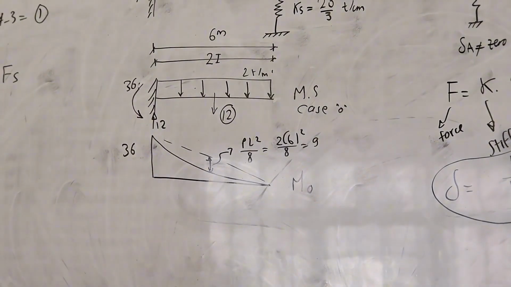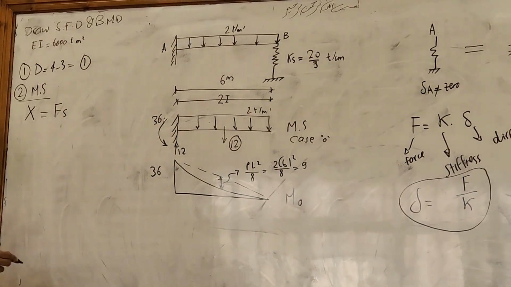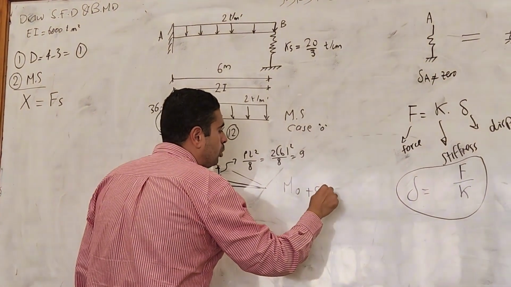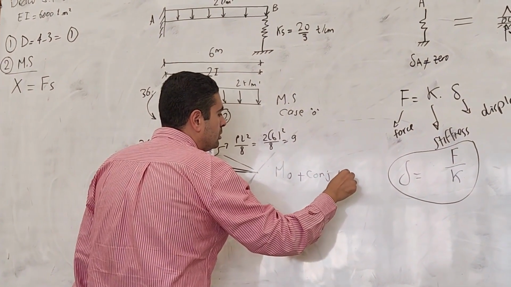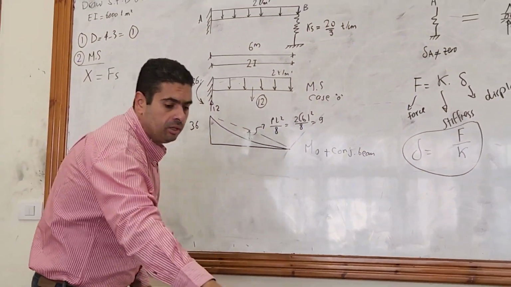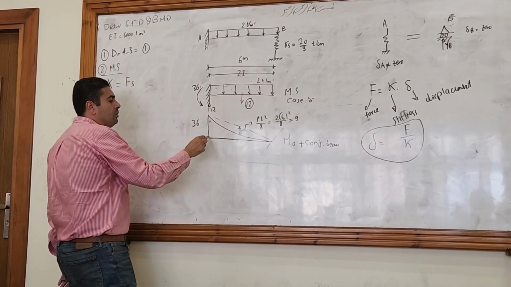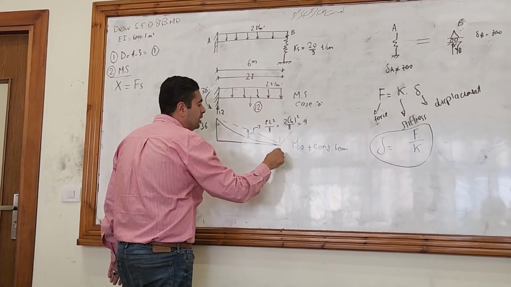What will be the next step? Put the moment on a conjugate beam. What will be the conjugate beam here? The fixed support will be free. The free will be fixed.